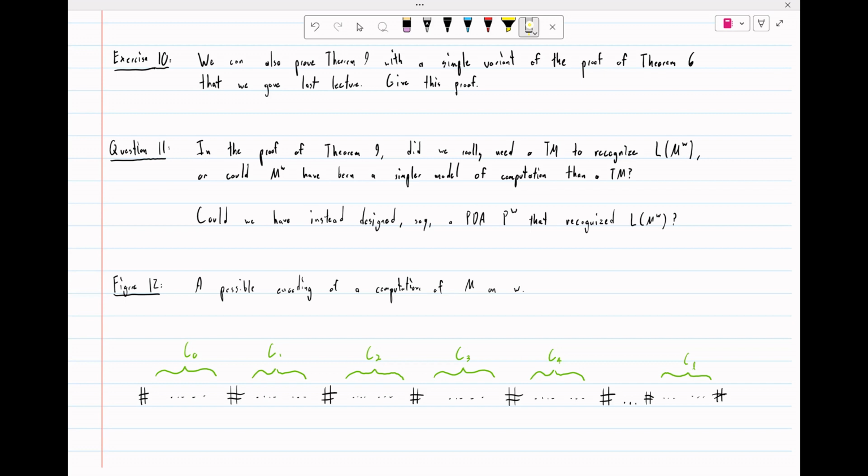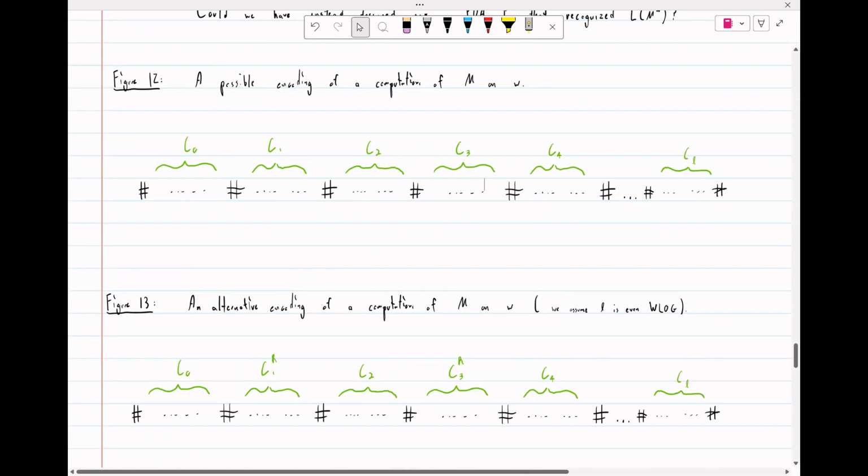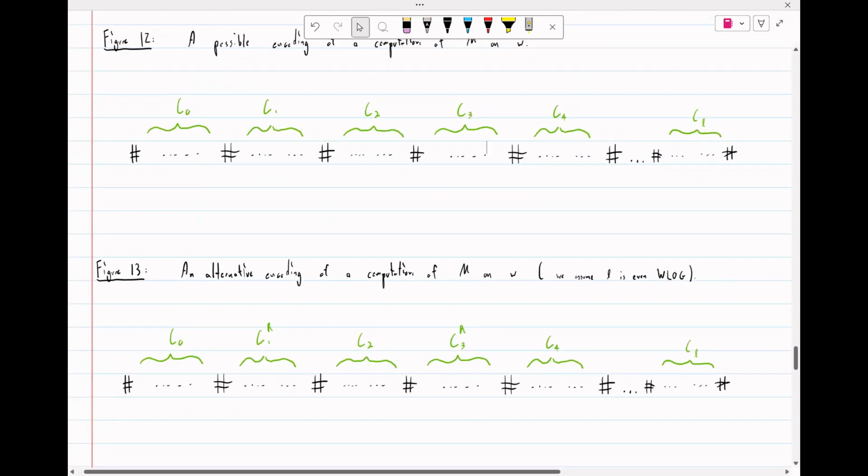So what do we do instead? We know that testing if two strings are the same can't be done by a PDA, but testing if one string is the reverse of another string is something that can be done by a PDA. And so that's why one modification that we're going to make to design a PW instead of an MW is that we're going to encode our computation like this.